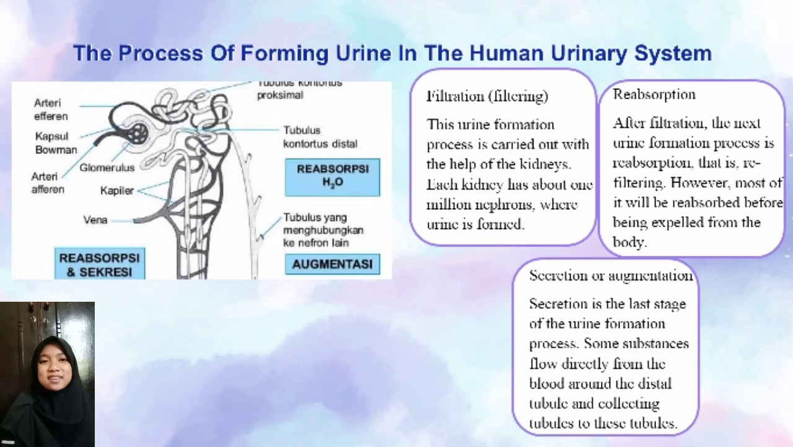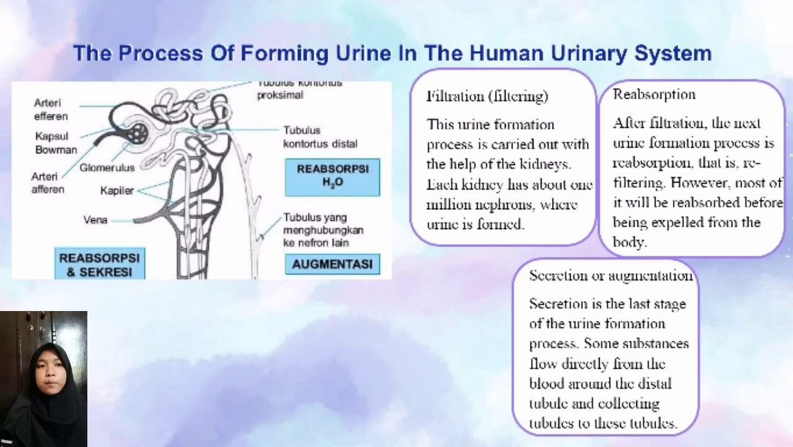Augmentation or secretion. Secretion is the last stage of the urine formation process. Some substances flow directly from the blood around the distal tubule and collecting tubule to this tubule. This stage is also part of the body's mechanism to maintain the acid-base pH balance in the body. Potassium ions, calcium ions, and ammonia also go through a secretion process, like some drugs. This is done so that the chemical compounds in the blood also remain balanced.